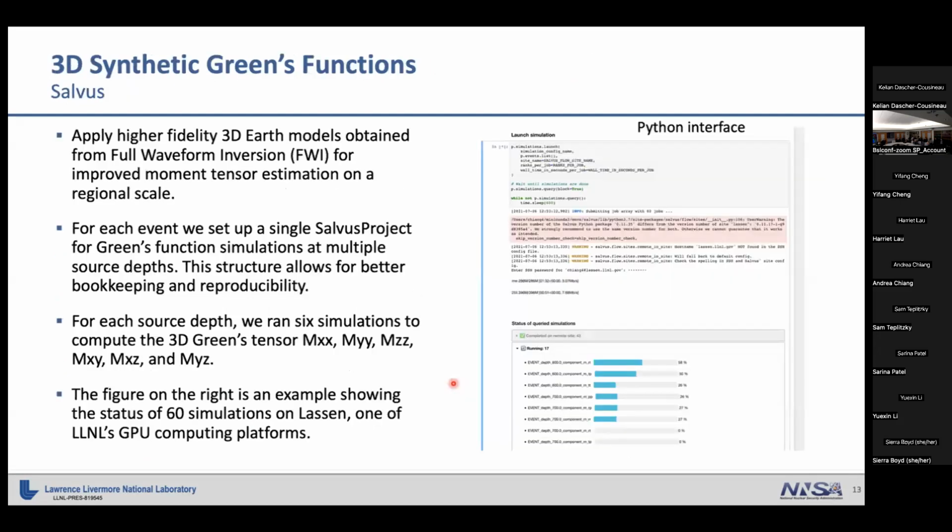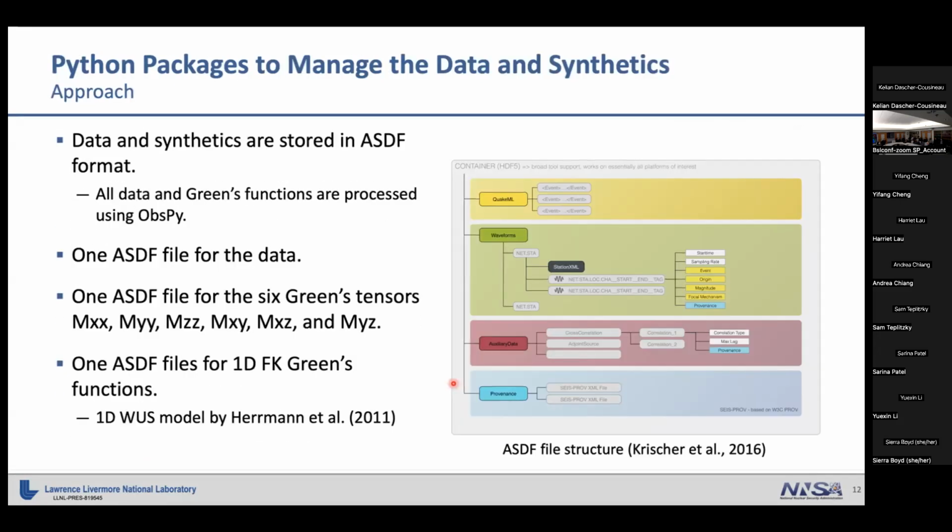So I have a question. You said you use the 1D WUS model, but your 3D model has a 1D panel. So how does that relate? But for the 3D model, the Green's functions are computed. So we use solvers to simulate the 3D Green's functions. I'm not quite understanding the question, the 1D average. So why do you use the 1D model?